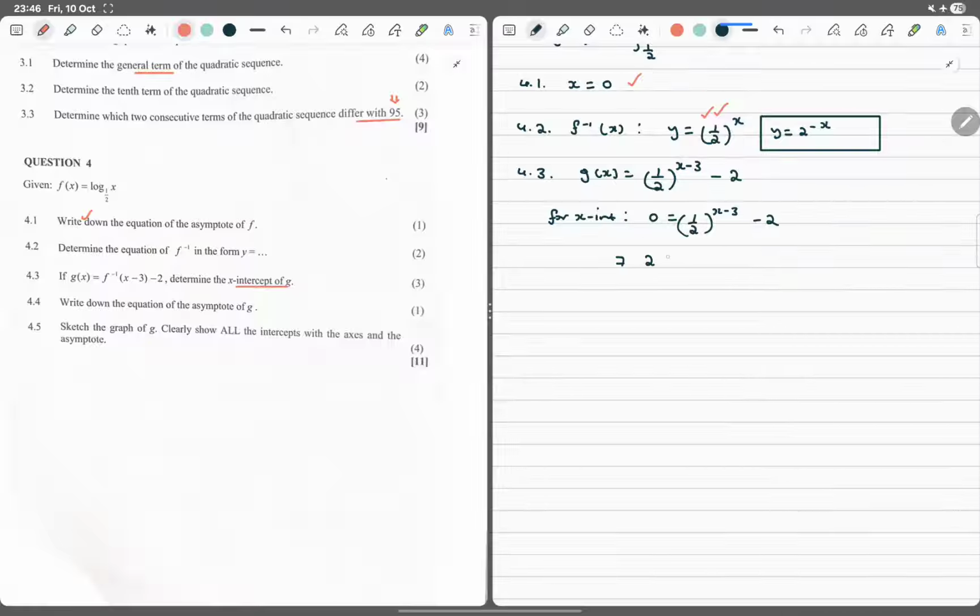So what do we do? We transpose the 2. We can express this as a base of 2. So this is 2 to the minus 1, x minus 3, okay? This implies that 2 to the 1 is equal to 2 to the minus x plus 3. Distribute that negative. Same bases, we know that 1 is going to be minus x plus 3. Therefore, our x here is going to be 2. But remember, we were asked for an x-intercept. So the x-intercept is going to be 2 and 0.